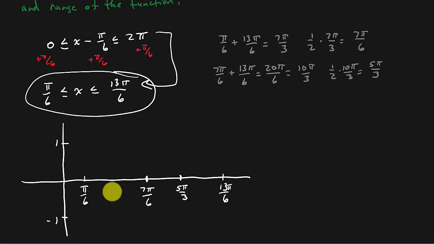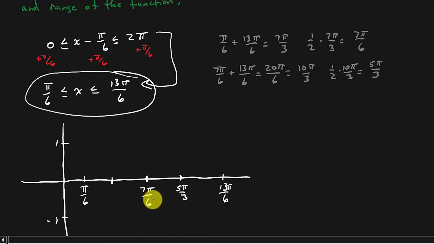Now we need the midpoint between pi over 6 and 7 pi over 6. So let's do that. So I've got pi over 6 plus 7 pi over 6. That is 8 pi over 6. And that reduces to 4 pi over 3. And so then I have to half 4 pi over 3. And so that's going to give me 2 pi over 3. So this is 2 pi over 3.